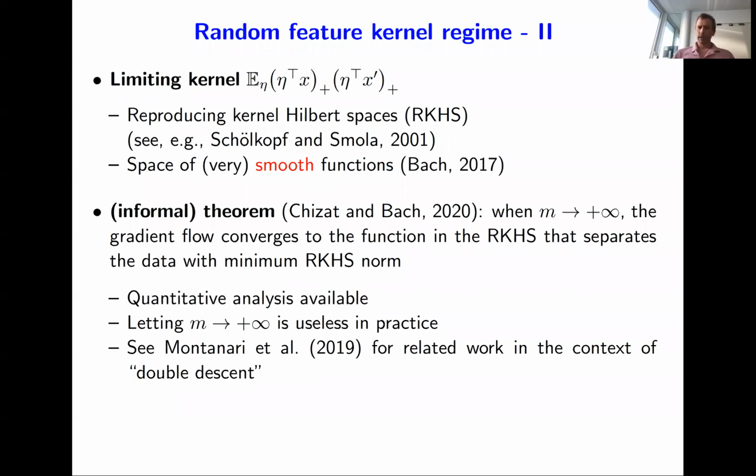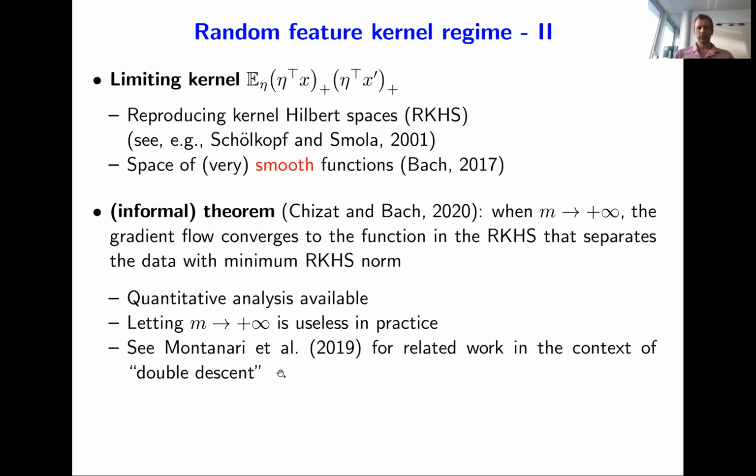So our informal theorem is that if m goes to infinity, then the gradient flow does converge to the minimum RKHS norm solution. It's almost straightforward from what I've seen before. Nothing really new here. You can be quantitative if you want. This is something that you can do because you are in the convex world now.